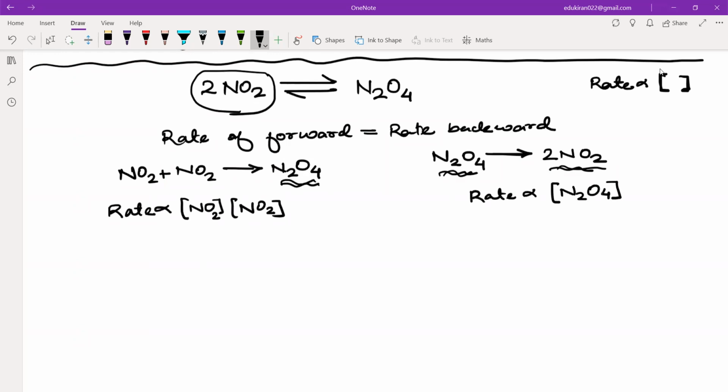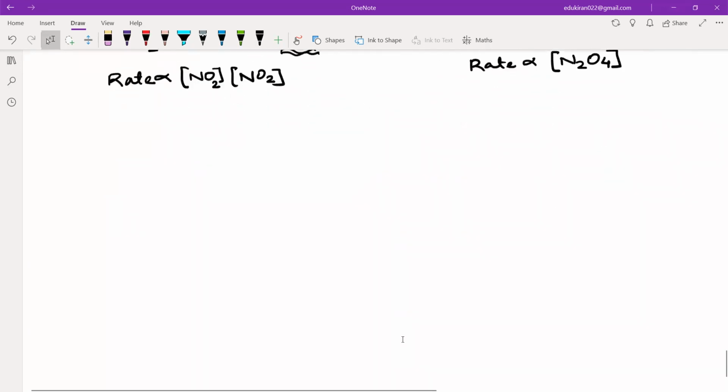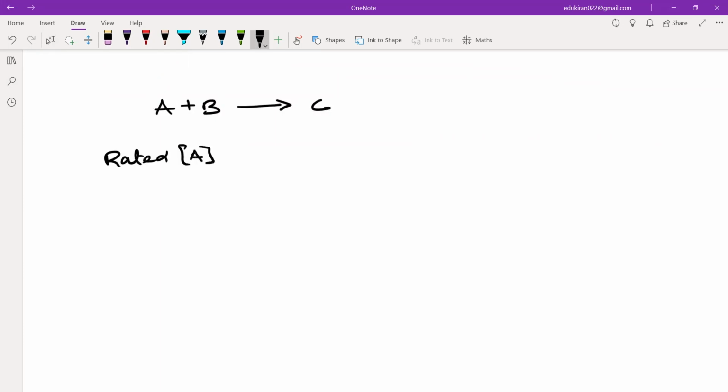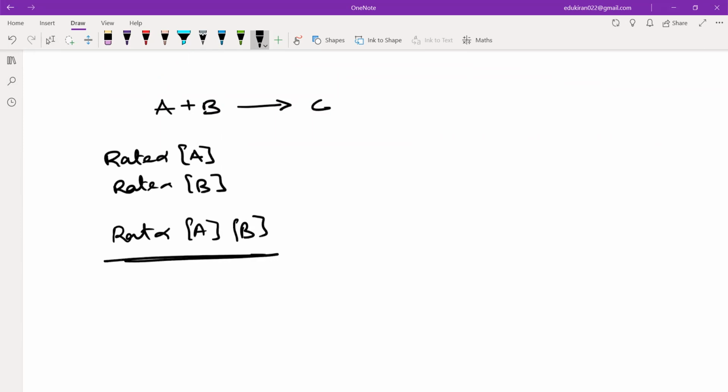This is just like saying if I had A plus B giving me C, right? That means what is happening here? The rate is directly proportional to the concentration of A. The rate is also directly proportional to what? Concentration of B. Yes or no? So I can say the rate is directly proportional to the concentration of A and the concentration of B. Yes or no, guys? Yes, sir, we can say that.